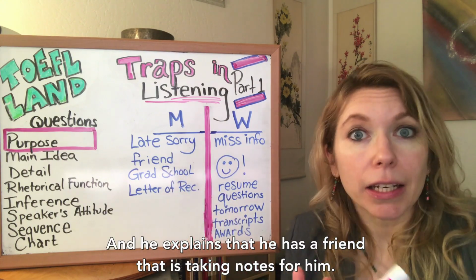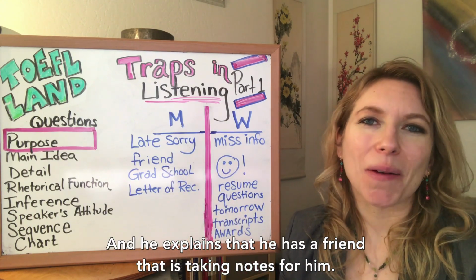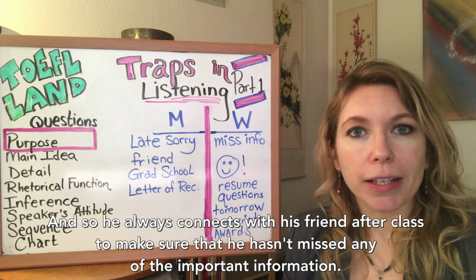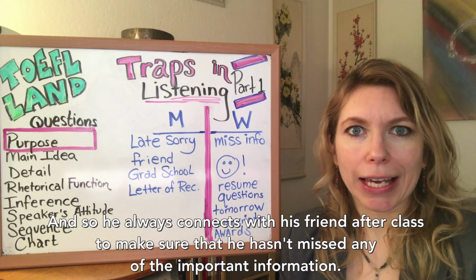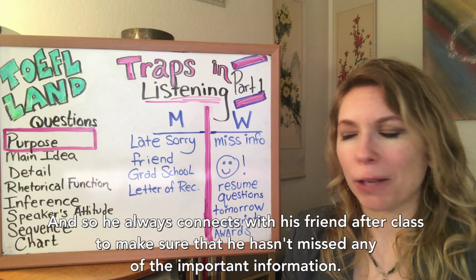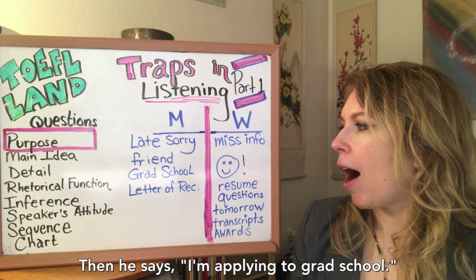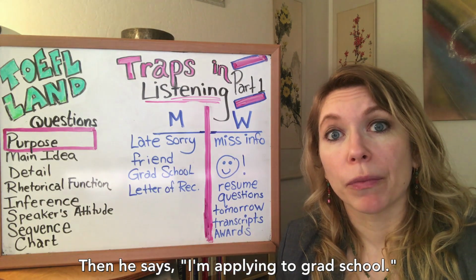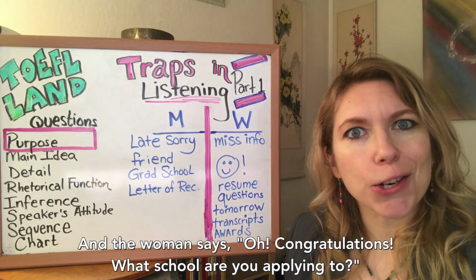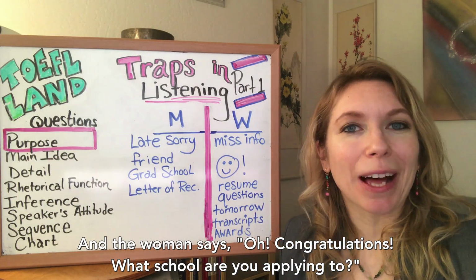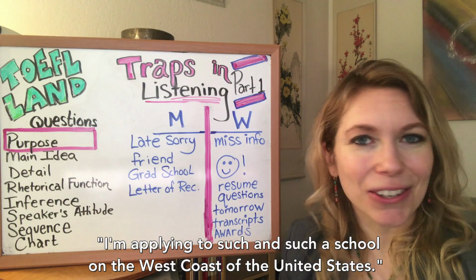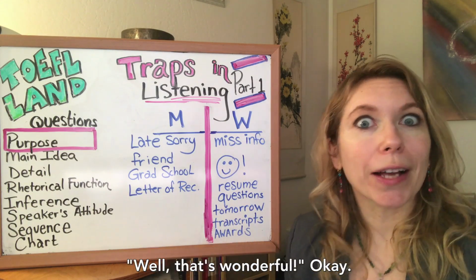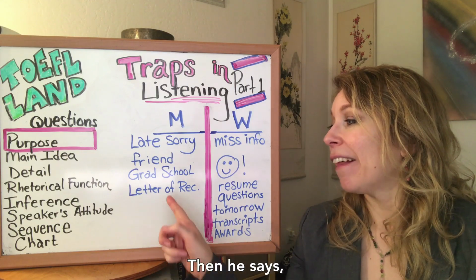And he explains that he has a friend that is taking notes for him, and so he always connects with his friend after class to make sure that he hasn't missed any of the important information. Then he says, "I'm applying to grad school." And the woman says, "Oh, congratulations! What school are you applying to?" "Oh, I'm applying to such and such a school on the west coast of the United States." "Well, that's wonderful."